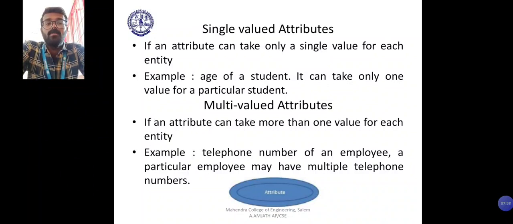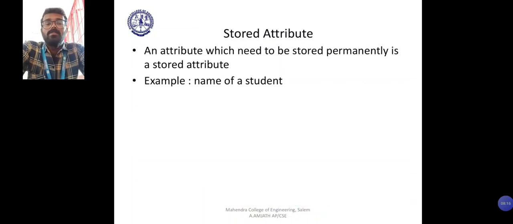Here the employee is the entity, and the multiple telephone numbers of a particular employee are the attributes. Each person having multiple telephone numbers is an example of multi-valued attributes.